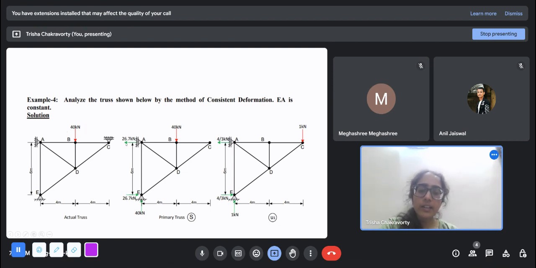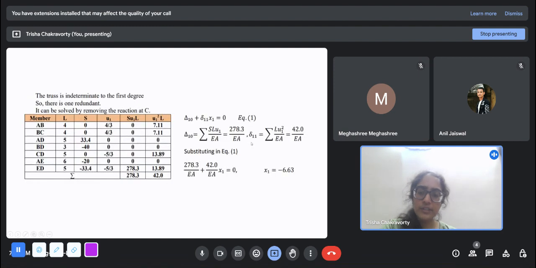You remember that in a primary truss we put the original loading, but in this unit truss we remove the original loading and just put a unit load in place of the redundant force. So then you have to solve these two trusses. These are both determinate trusses. You can solve these two trusses.